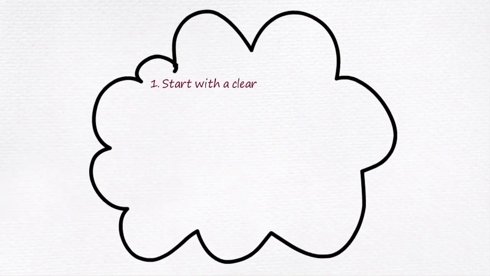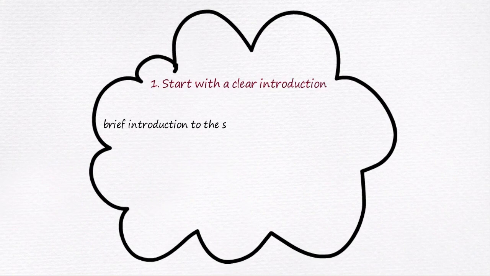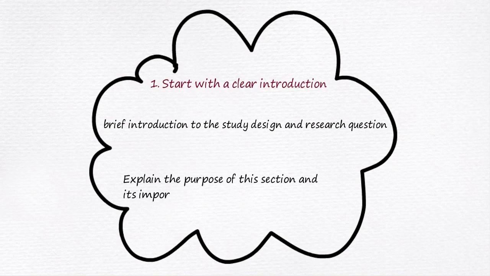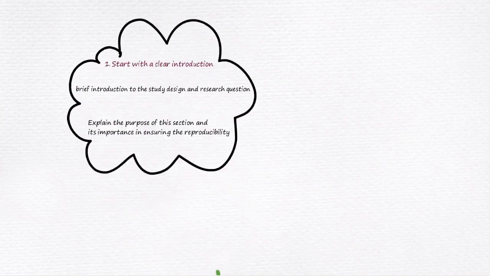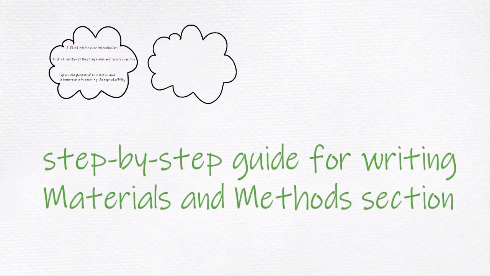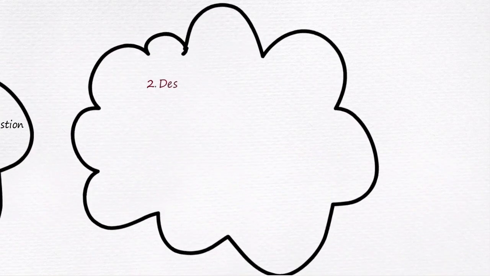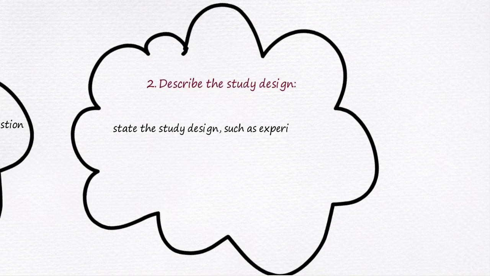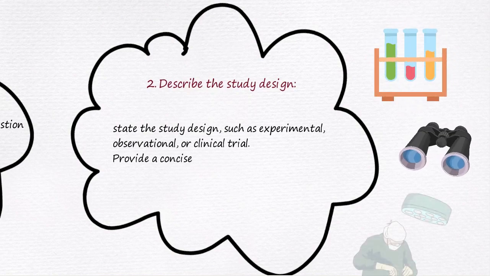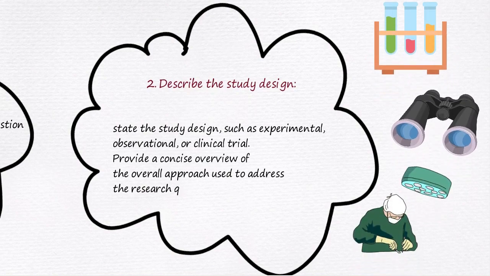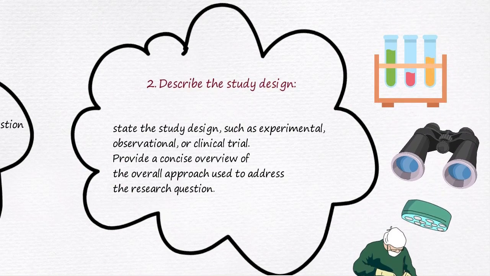1. Start with a clear introduction. Begin the section by providing a brief introduction to the study design and research question. Explain the purpose of the materials and methods section and its importance in ensuring the reproducibility of the study. 2. Describe the study design. Clearly state the study design employed, such as experimental, observational, or clinical trial. Provide a concise overview of the overall approach used to address the research question.